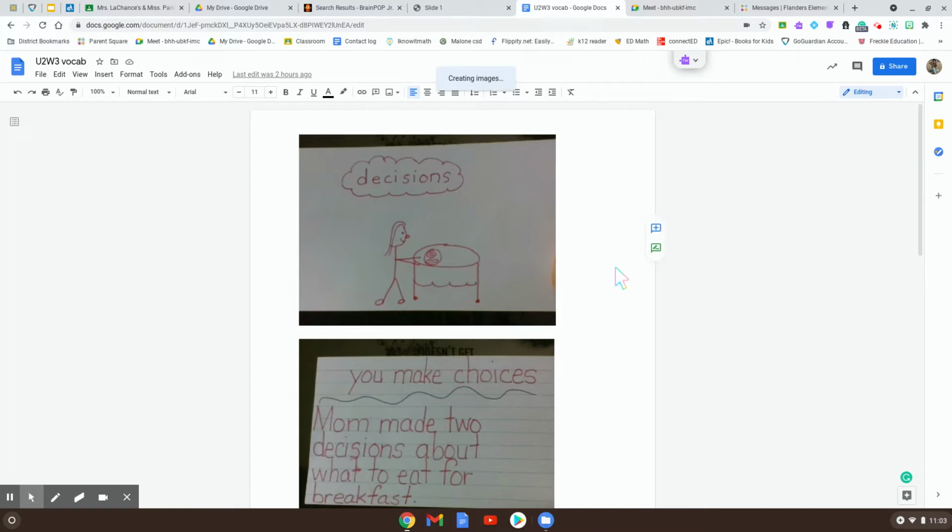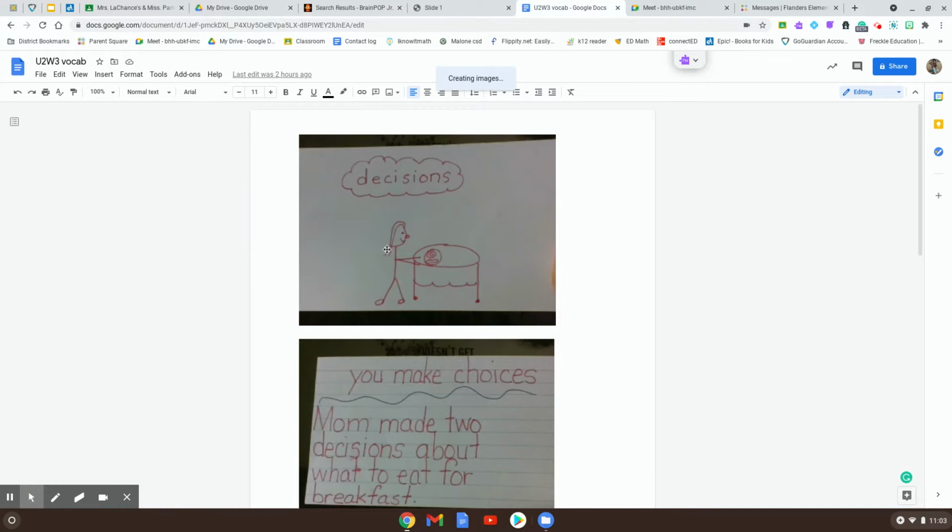I am showing these a little bit different today because I am recording at home and I do not have my document camera with me. So I had to take pictures of them. So this is what we will have to do. So just pretend that this is the front of the card. So the front of the card has decisions for the word in your picture.